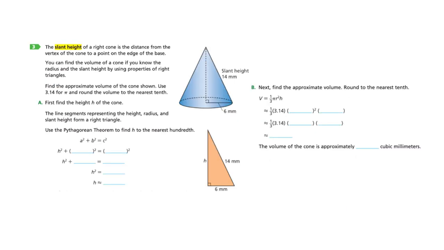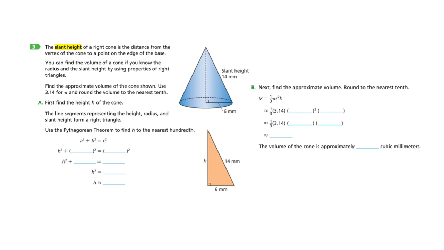So number 3 says the slant height of a right cone is the distance from the vertex of the cone to a point on the edge of the base. So this is the slant height. This is the height of the cone, but the slant height is going to go along the outer edge of the cone. You can find the volume of a cone if you know the radius and the slant height by using the properties of right triangles. Find the approximate volume of the cone shown. Use 3.14 for pi and round the volume to the nearest tenth. So try A and B on your own, and then we'll look at those together. So pause here, work those out, and then we'll go over them.